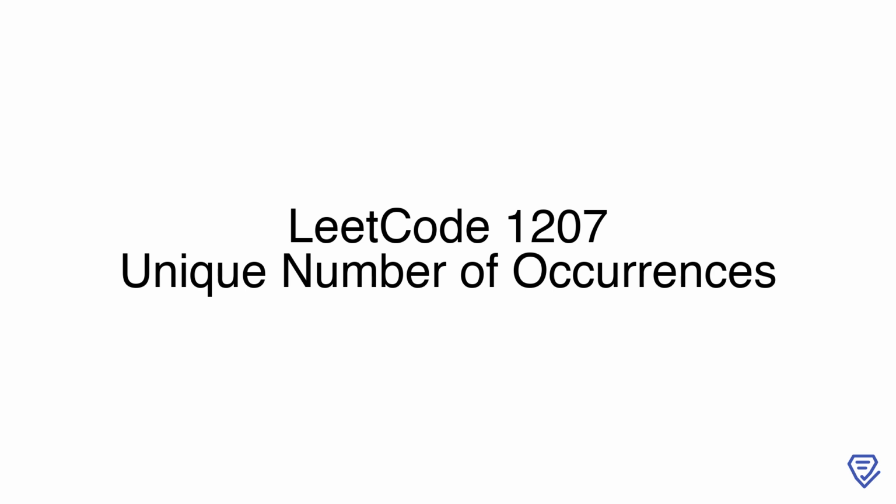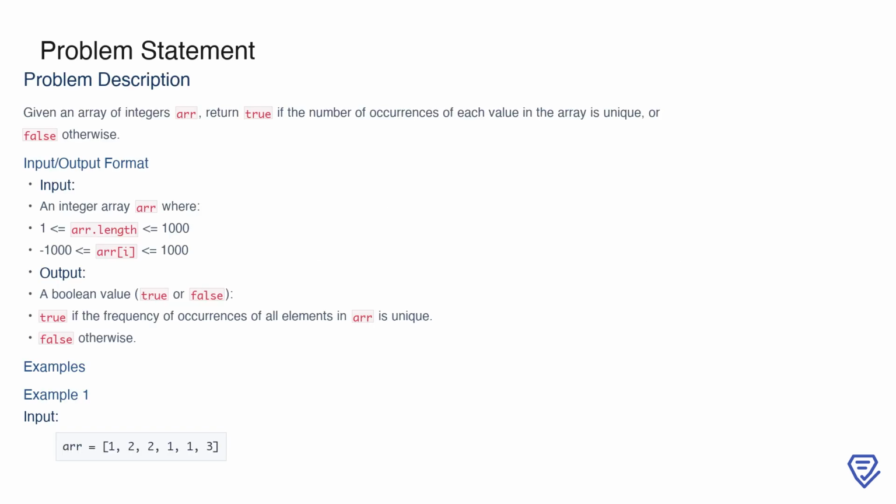Let's dive in. In this problem, we are tasked with determining if the frequencies of all the elements in an array are unique. Given an integer array ARR, our goal is to return true if each value in the array has a unique number of occurrences. Otherwise, we return false. The input is a single array of integers, where the length of the array is between 1 and 1000, and the values in the array range from -1000 to 1000. The output is a Boolean value, true if all the frequencies are unique, and false if they are not.